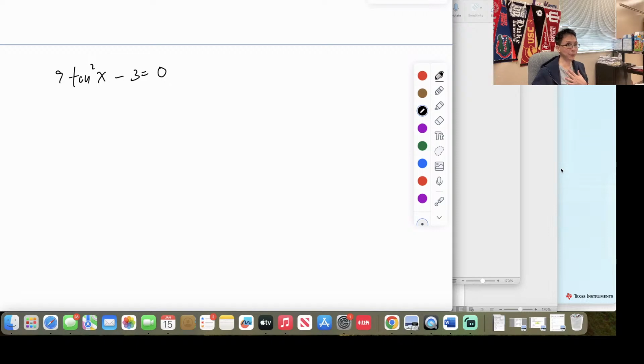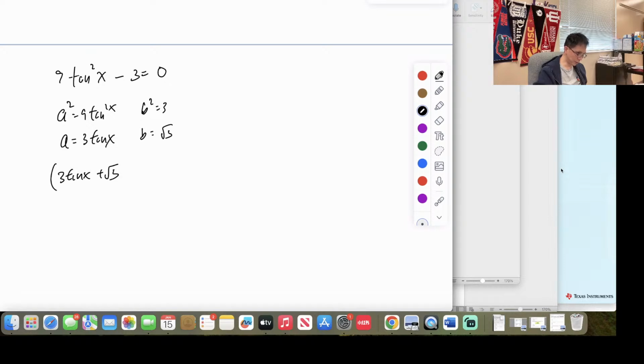I probably prefer this as a difference of squares, so a squared equals 9 tan squared of x. What is a? What is the square root of 9? 3, so it'll be 3 tan of x, right? And b squared is equal to 3, so b must be root 3. Does that make sense? So it'd be 3 tan of x plus root 3 and 3 tan of x minus root 3. Is that okay?